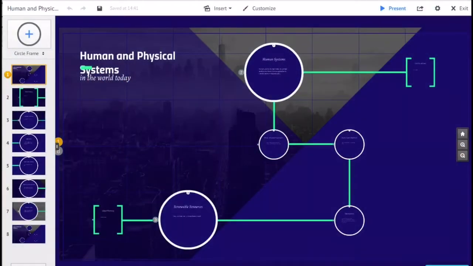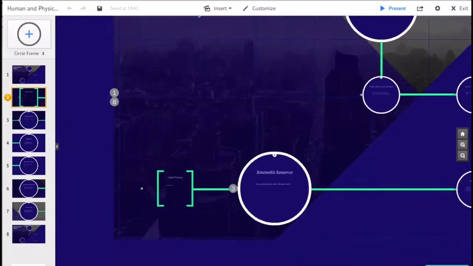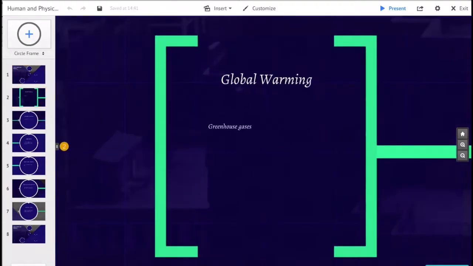Human and physical systems is a social studies topic, but it may end up sounding kind of like a science topic, and there's lots of sciencey type things in this one. So let's take a look.